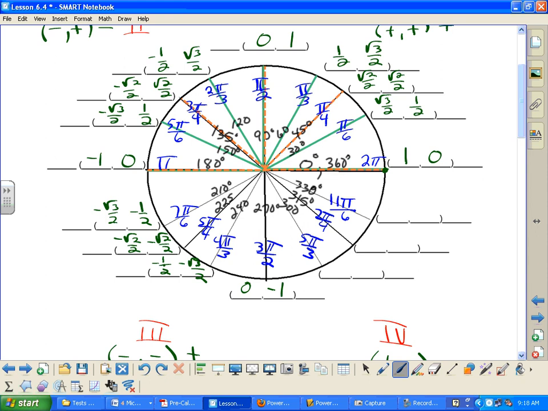And here's the thing to think about: which one's farther from the origin? Is x or y farther from the origin here? And think about that as far as the lengths are concerned.